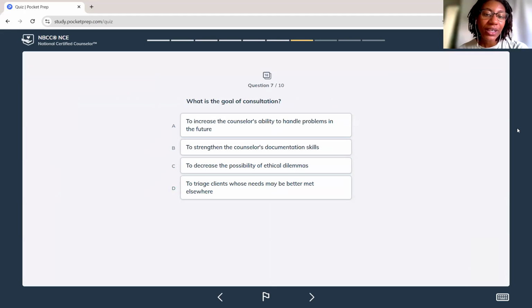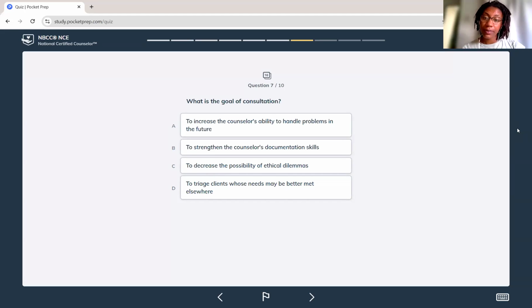Question 7. What is the goal of consultation? Not what you think the goal is, but what is the exam asking for? What is the goal of consultation? Some of you with lived experiences post-school might sometimes confuse what happened at your internship or what happened at this job versus what the exam is asking. Remember, the exam has no context of your individual lived experiences. All it knows is what the textbook and the materials have to offer. So what is the goal of consultation?